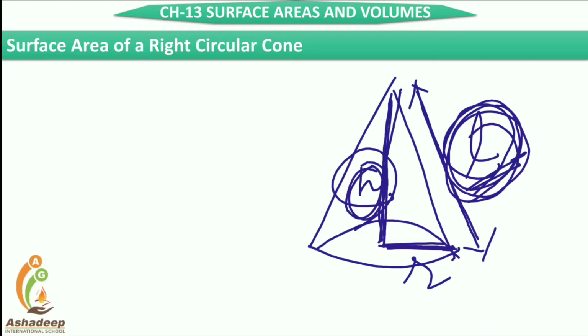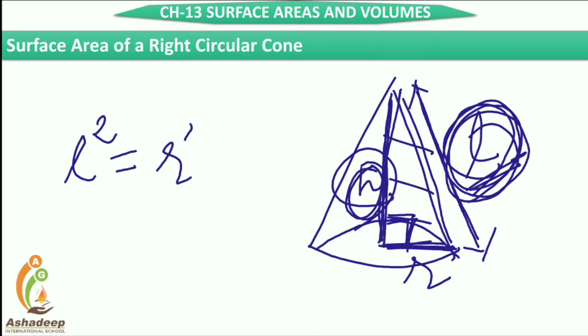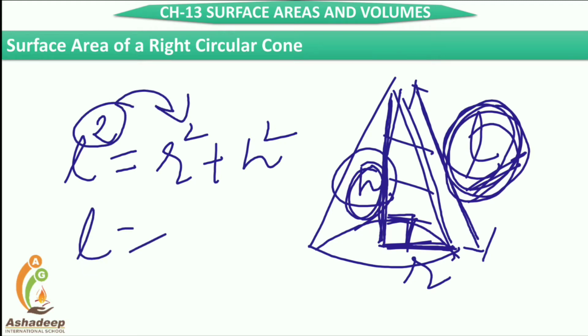This is the right circular cone, right? So this is the right angle. In the right angle triangle, you can apply the Pythagoras theorem. So this is the hypotenuse. So hypotenuse L square is equal to R square plus H square, right? So that means L is equal to, the square goes to the other side, so what will happen? Square root. So it is going to be the square root of R square plus H square.